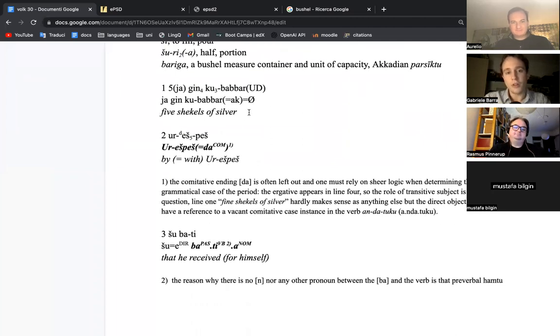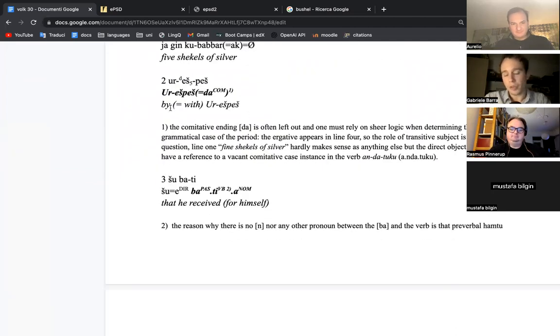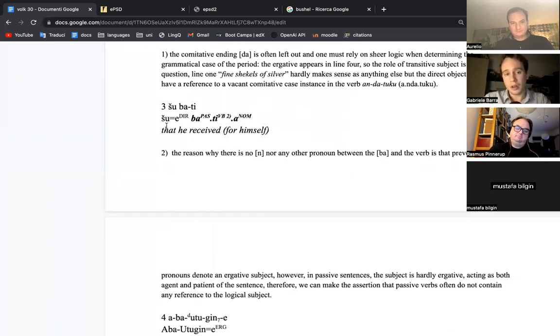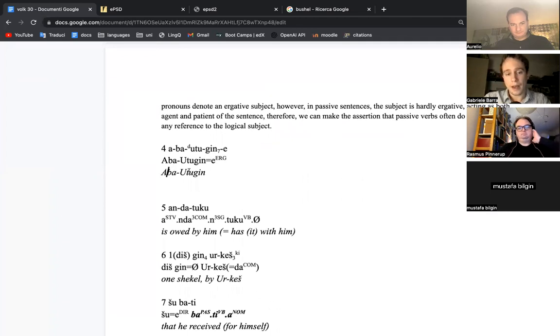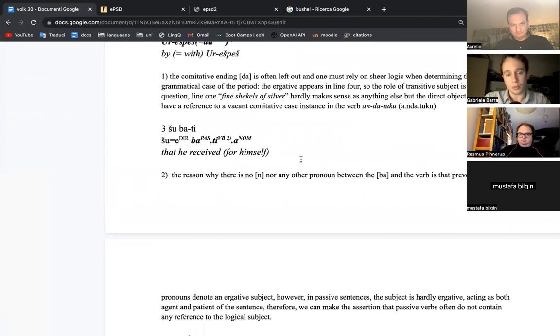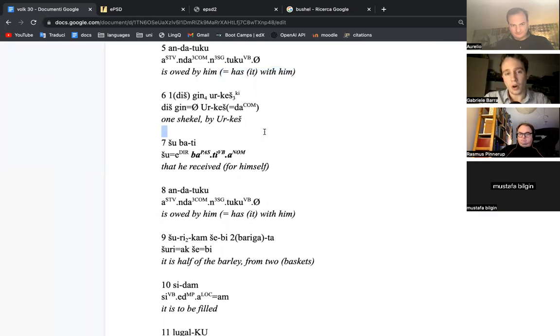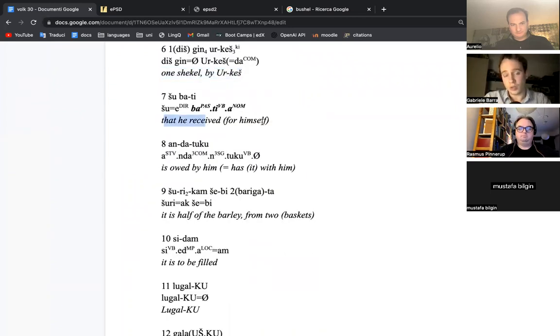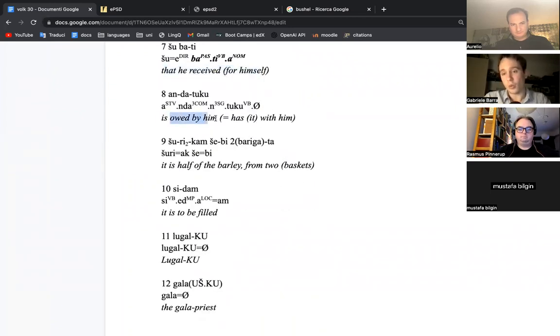5 shekels of silver, with, or literally by, Ur Eshpesh, which have been received. Aba-Utugim is owed, literally, he has it with him, with whom? With Ur Eshpesh. What does he also have? He also has 1 shekel by Urkesh, which he received, and he is owed.